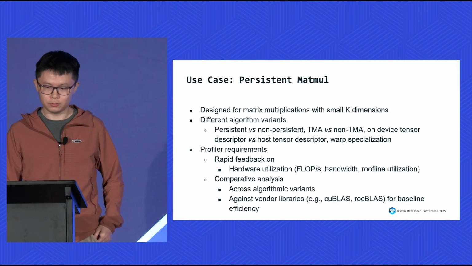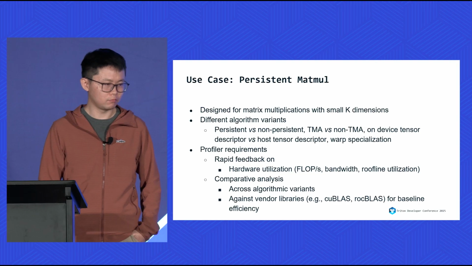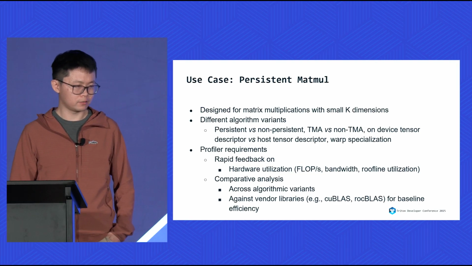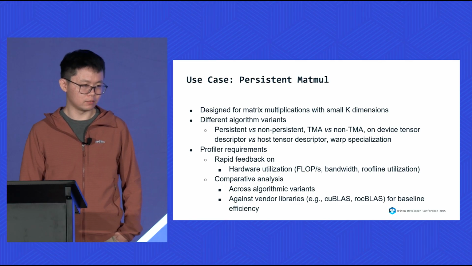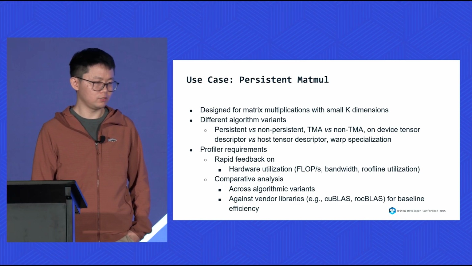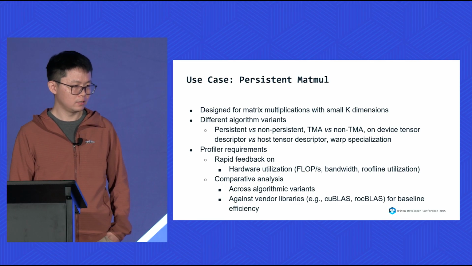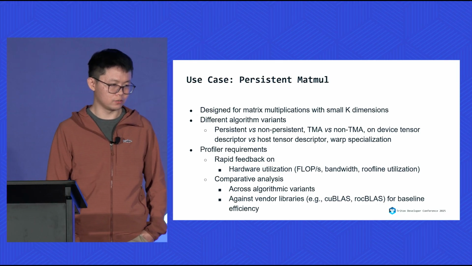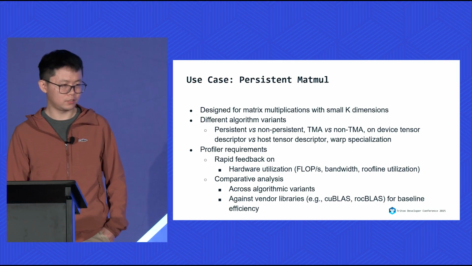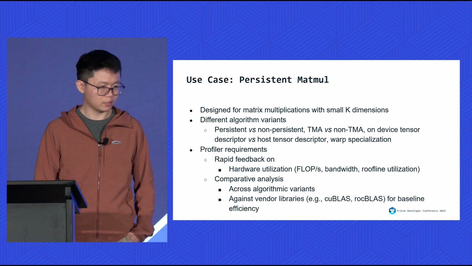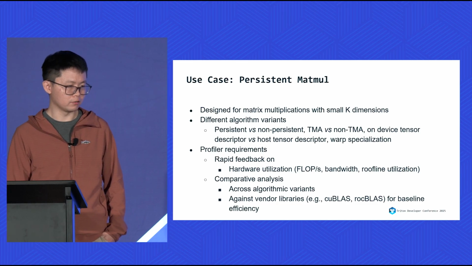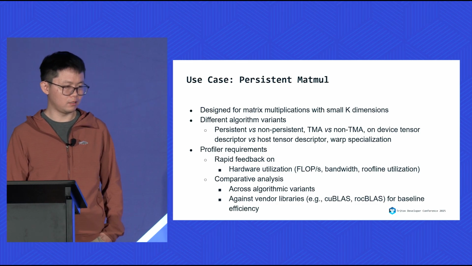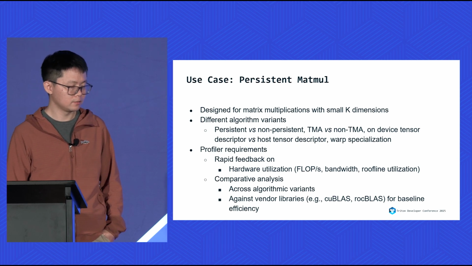Here's a more concrete use case of Proton, when we are going to use it for the persistent matmul case. It's designed for matrix multiplication with a small k dimension. We can use multiple algorithm variants. We can either use the persistent version or non-persistent version. We can use TMA or non-TMA. We can create the tensor descriptor on the host or on the device. We can try to enable warp specialization or write the algorithm without it.